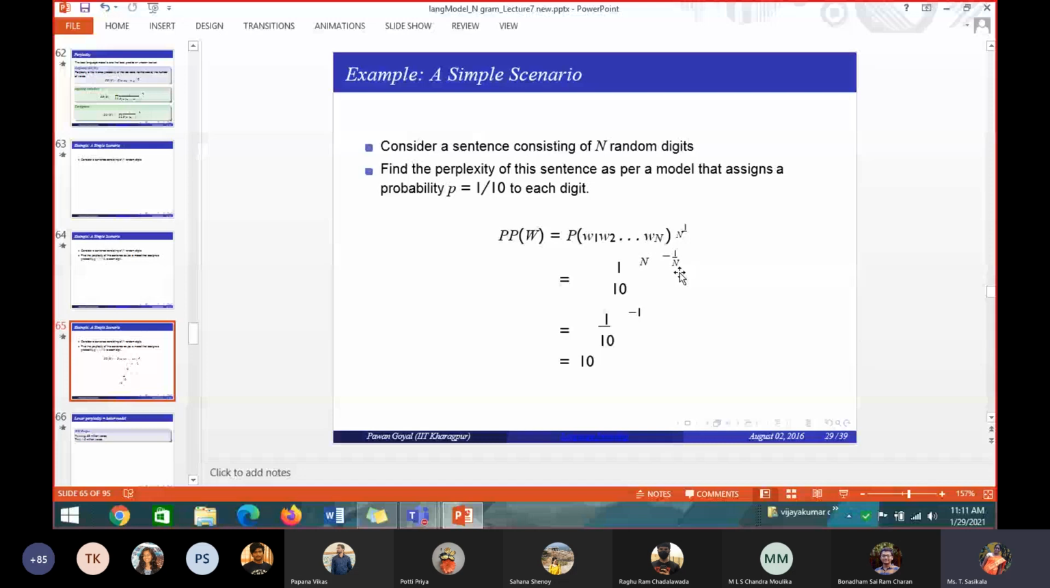So what will be the perplexity? Can you tell me? This n and n get cancelled. So 1 by 10 power minus 1, which equals 10. If I have n random digits, the digits will be 0 to 9. So what will be the probability of the next digit being 1 among the 0 to 9? How many combinations, how many possibilities do I have, students, totally? 10. That's why 10 possibilities are there.